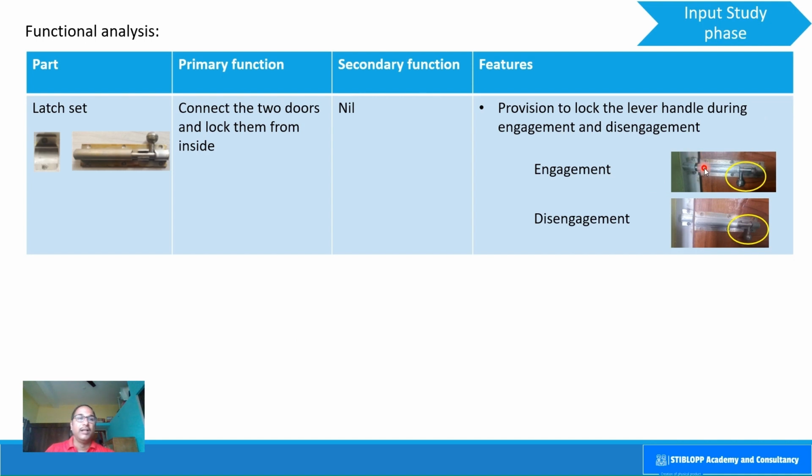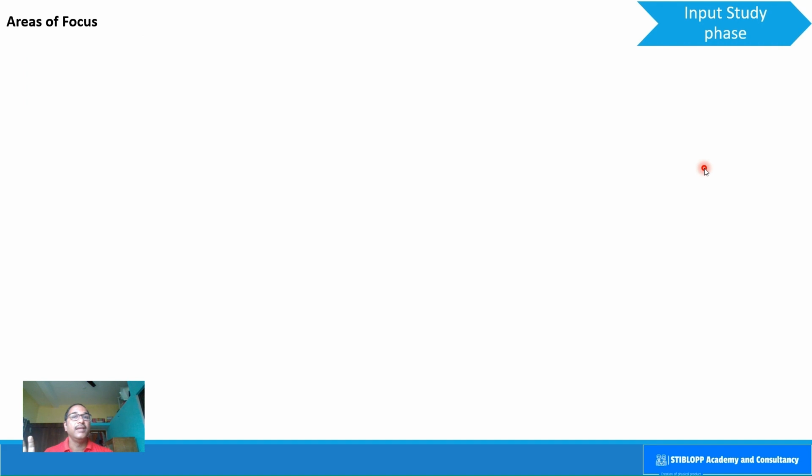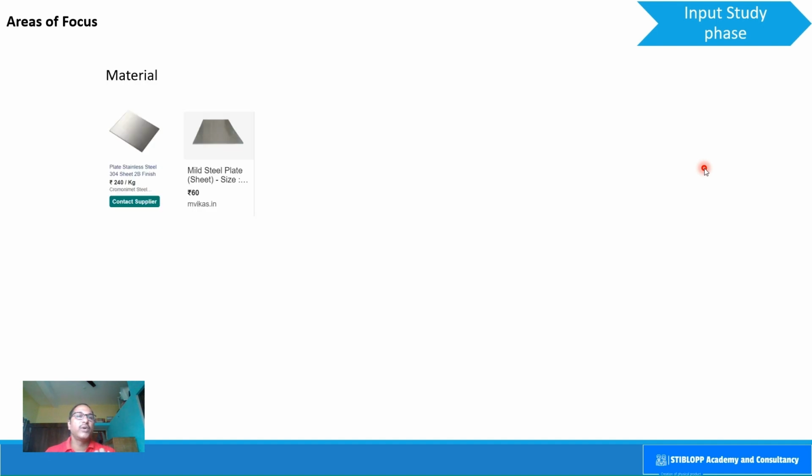Okay, so we have finished the functional analysis of all these items. Now the next step is that we have to look into the potential areas. Before we look into the potential areas, we have to understand what are the areas to be focused. The first area to be focused is the material.